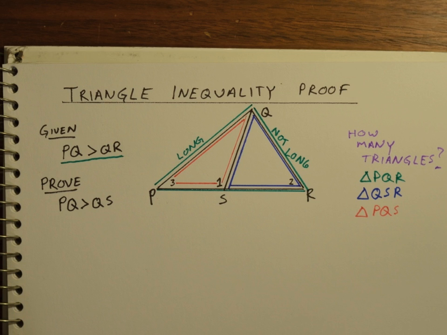So given says PQ is longer than QR, and as a result, the angles opposite those sides are going to be also unequal in the same order. So 2 must be greater than 3.